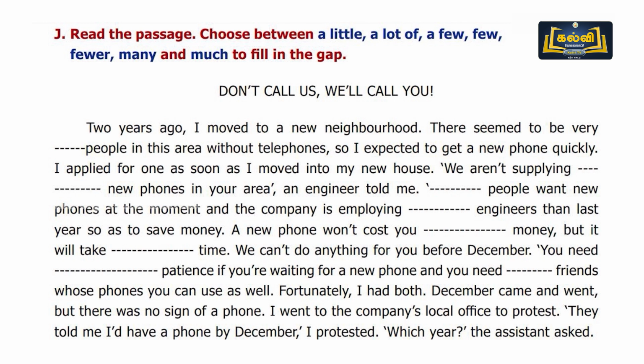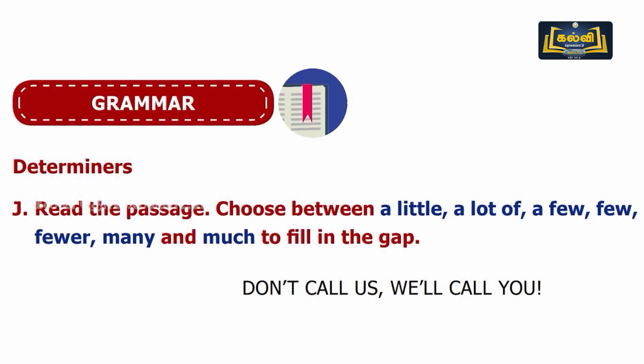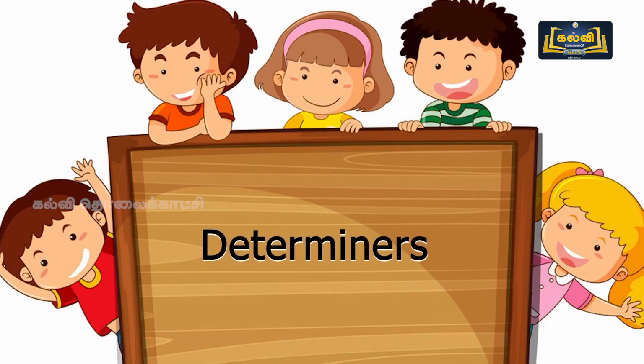Read the passage, and choose between a little, a lot of, a few, fewer, many and much to fill in the blanks. Already the determiners have been explained in the previous classes. Now we are going to see some more details regarding these determiners. Children, let us recall the determiners.